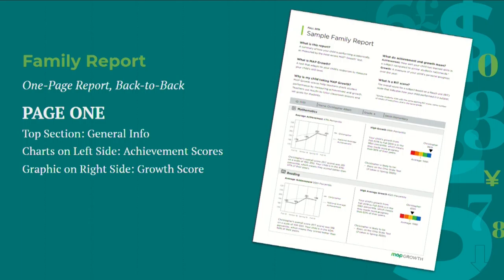Okay, Mary is going to talk about the family report. So the family report is the report that parents will be receiving from their child's school. It's a one-page report, back to back, so it's pretty slick. On the first page, at the top of the report, is some general information about NWEA for parents. As you move down, on the left are some graphs. Those are the achievement scores for math and reading. And then off to the right, there is a graphic, and that is the growth percentile. Next slide.